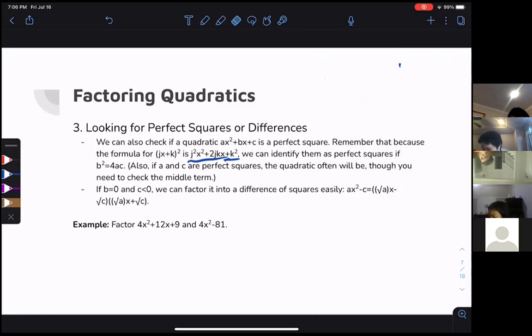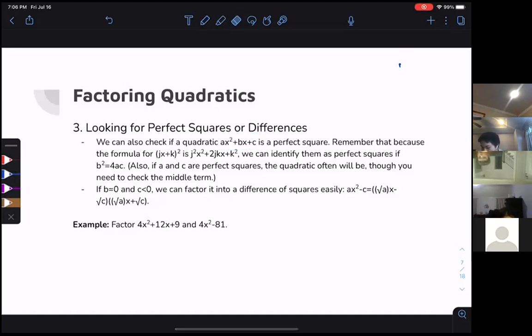Since you know this, you can identify polynomials as perfect squares if b squared is equal to 4ac in the quadratic, where a, b, and c correspond to the a, b, and c in these terms. We'll see more about the relationship between b squared and 4ac later on. It's actually pretty important. But just know that for now, in perfect square quadratics, b squared and 4ac are equal, assuming we're talking about standard form.